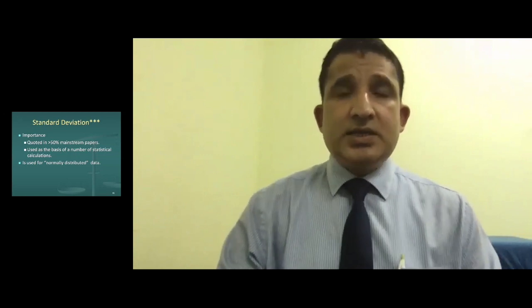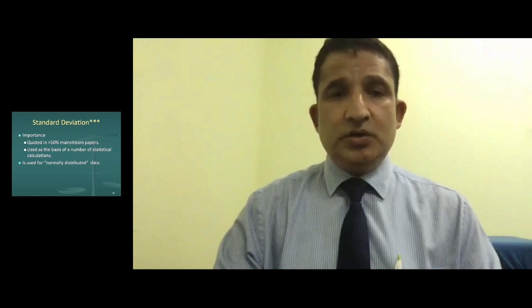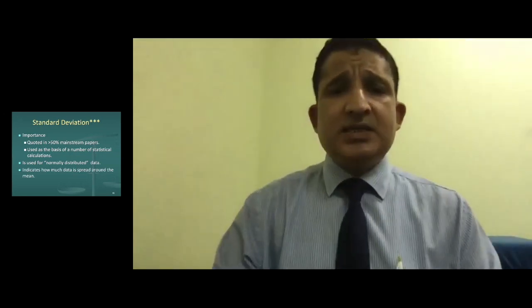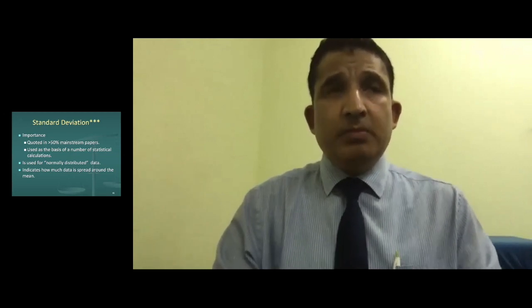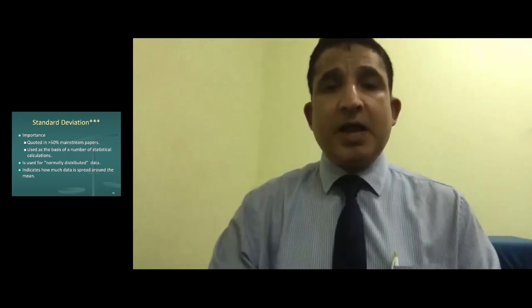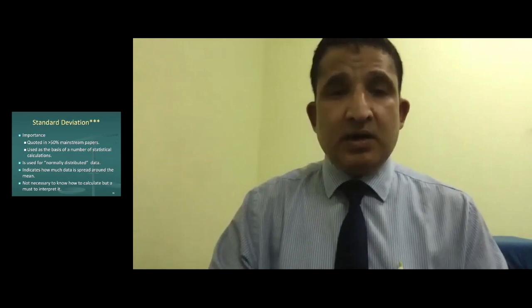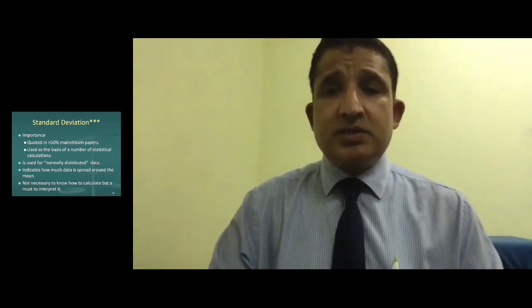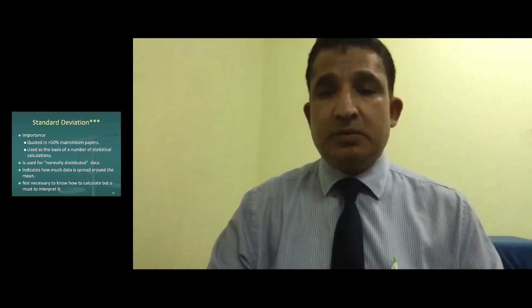Again, standard deviation is used only when the data is normally distributed. If it is not normally distributed data, standard deviation is not used. It indicates how much the data is spread around the mean, how far they have gone around the mean value. If we say that the mean age of the patients in my patient population is 50 years, standard deviation will show how far they have gone. Again, good news is here. It is not necessary for us as neurosurgeons to know how to calculate it, but it is a must for us to interpret what it means.